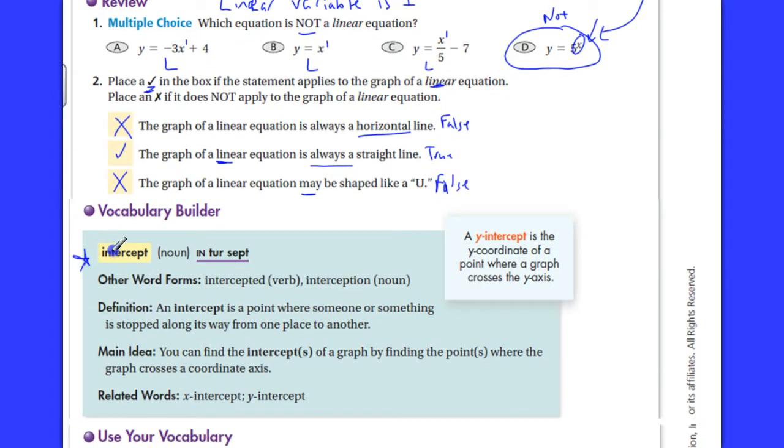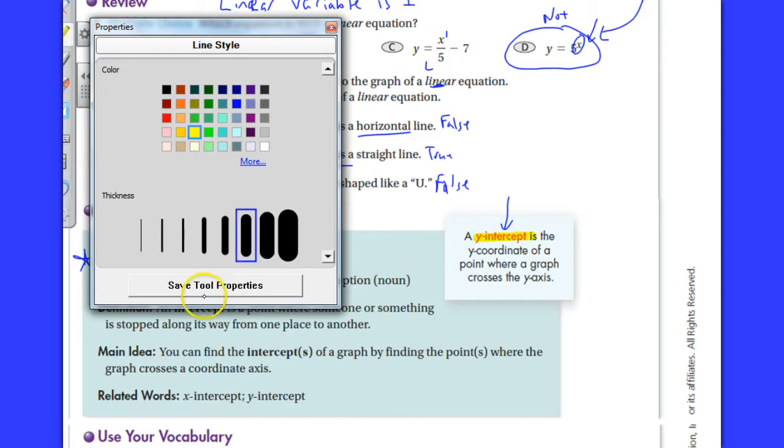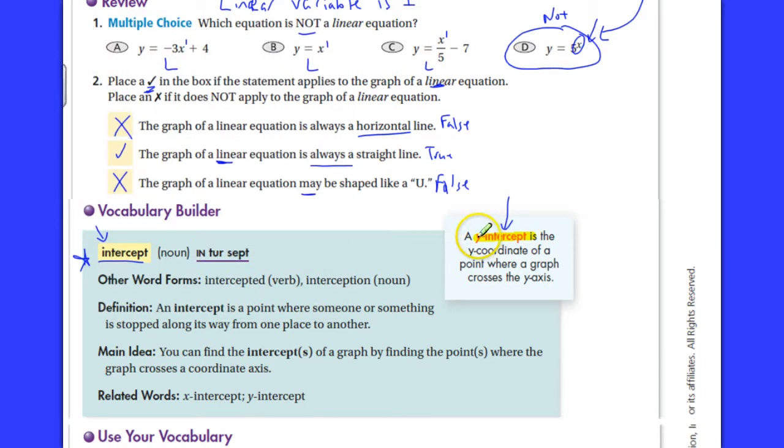As we go down to the vocabulary builder here, this is a pretty important one for us. If you want to highlight that word, or underline it, whatever. This is huge that you understand what an intercept is, and we are talking about what we call the y-intercept. You're going to have to be able to understand what the y-intercept is and how to find it or recognize it in an equation and in a graph as well. It is the y-coordinate of the point where a graph crosses the y-axis.